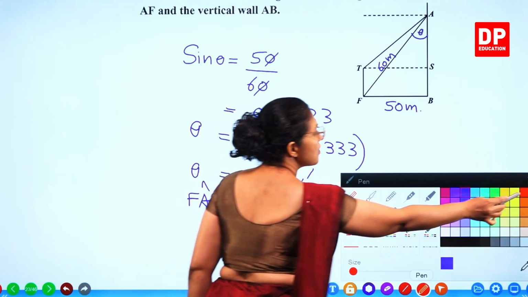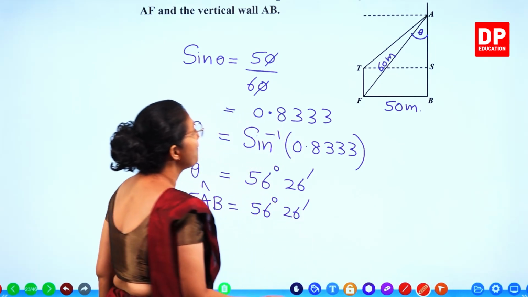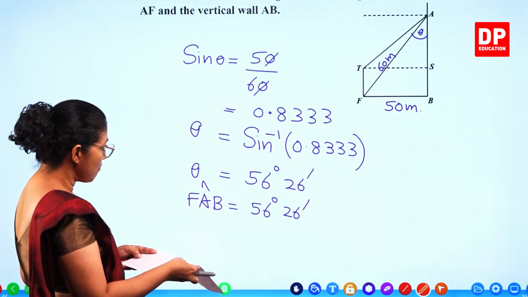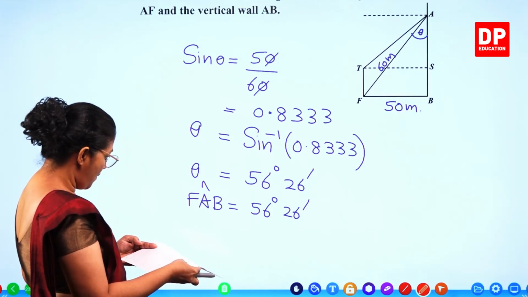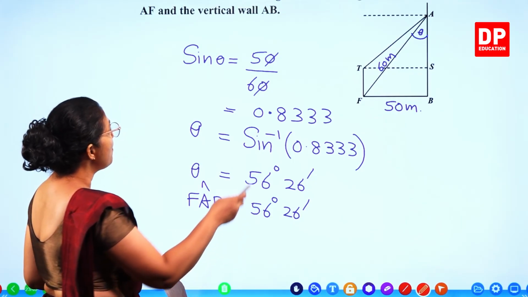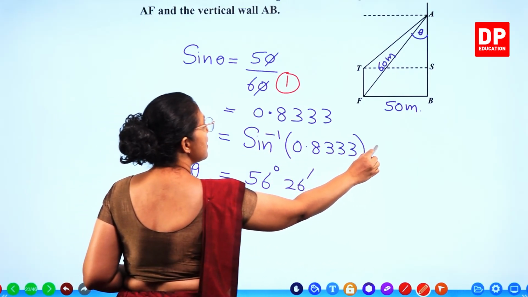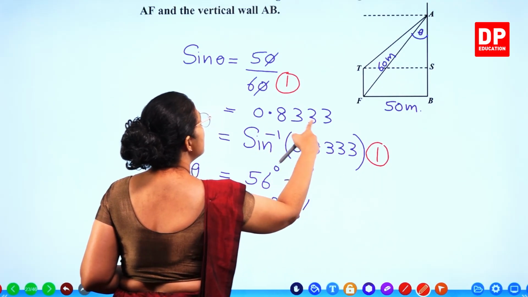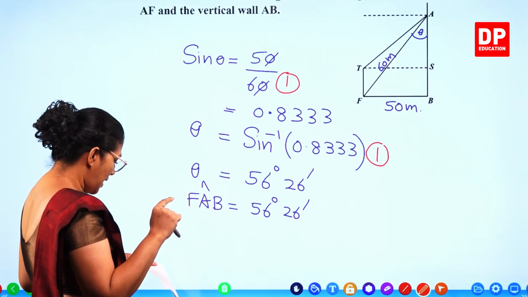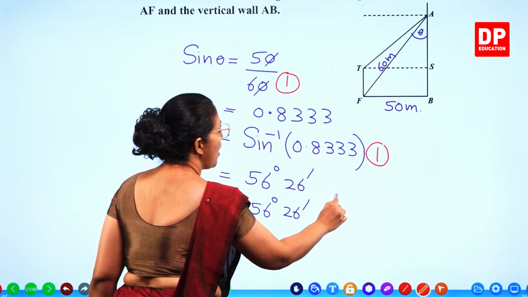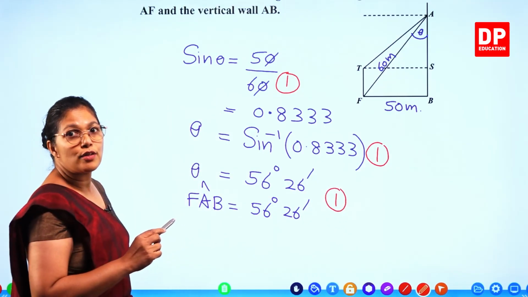Let's see how many marks we can give for this one. So we can give 1 mark here for taking the sine ratio, and again calculate the sine here, divide and take the sine inverse, 1 mark, and for the answer you get 1 mark. So 3 marks for that question as well.